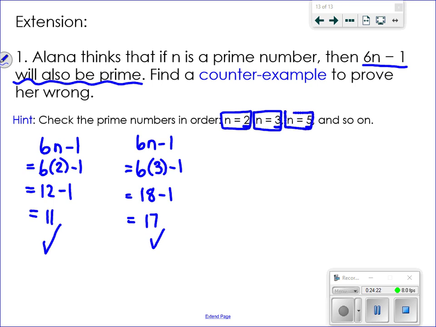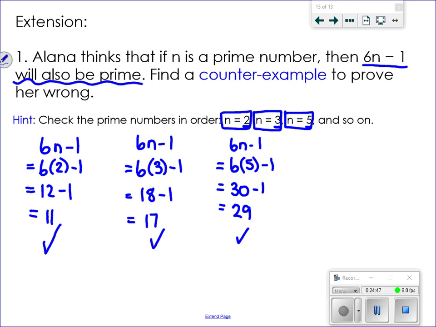Let's try an n of 5 in this expression, 6n minus 1. This means 6 times whatever n is. If our n is 5, that's 6 times 5 minus 1. 6 times 5 is 30, minus 1 is 29. Is 29 prime? The only factors of 29 are 1 and itself, so yes it is.